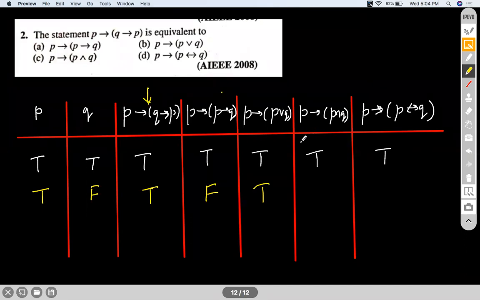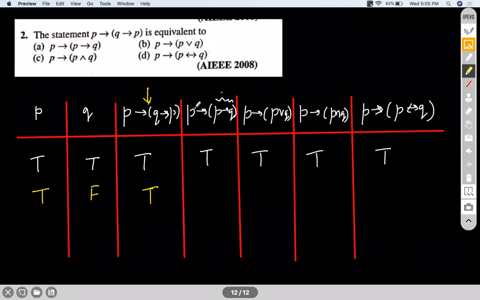Am I going too fast, guys? No, sir. Yes, I got it. Look, we'll go back. This was clear, right? Okay, now this is true, this is false. So what should be the answer for this? Venkat? True. P implies Q when P is true and Q is false. Niyati already answered it. It's false.